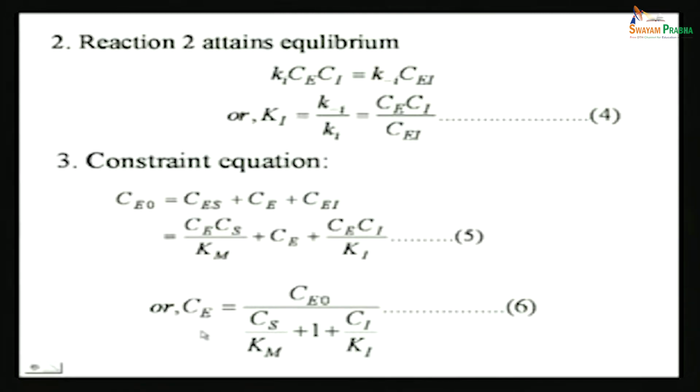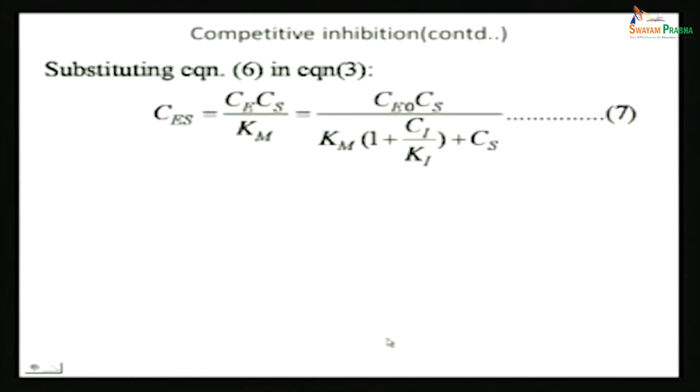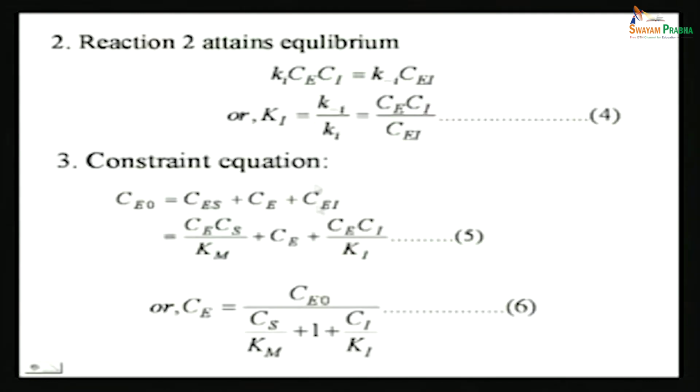CE again is a quantity that we cannot measure at all points of time. So we need to express it in terms of CE naught, the initial amount of the enzyme that we gave in, and this is what we do. We invert this relationship, so CE we express in terms of CE naught, CS and CI. So CES is now, if I have expressed my CE, you can write down equation 6. I'll give you a few more seconds to do that.